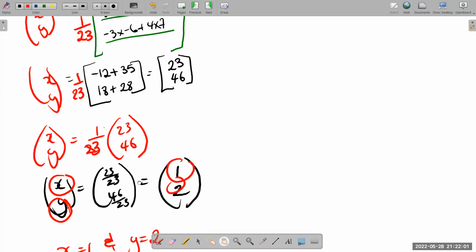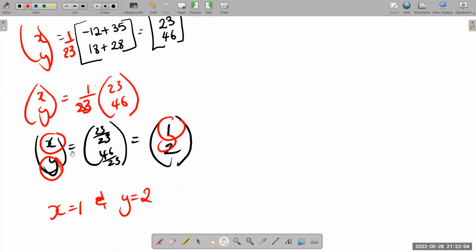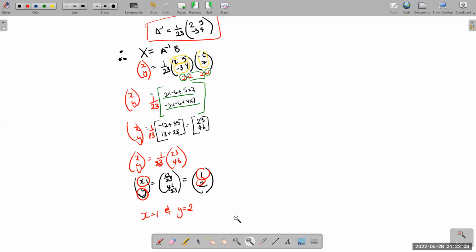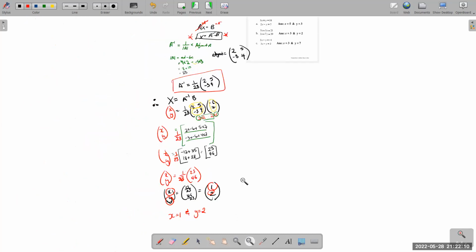And when you come down to the end, your final answer, you match them up, so you get your x value and your y value. Everybody feeling better about this? Do you remember a little bit now, especially if you didn't remember before?